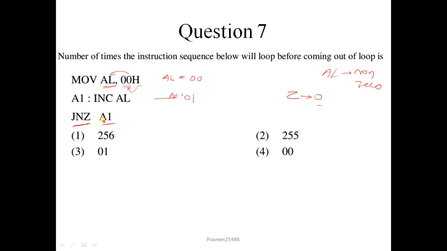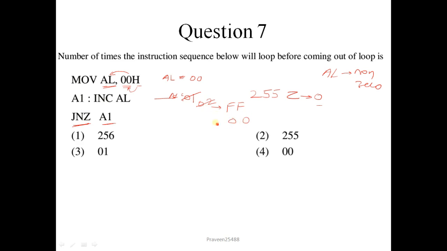So it will jump to this, and again it will increment by 1. Now it will be 2. Again it is non-zero. So it goes up to FF. This is in hexadecimal. Its decimal value is 255. So this loop has run 255 times, and next again this loop will run, and FF would become 0.